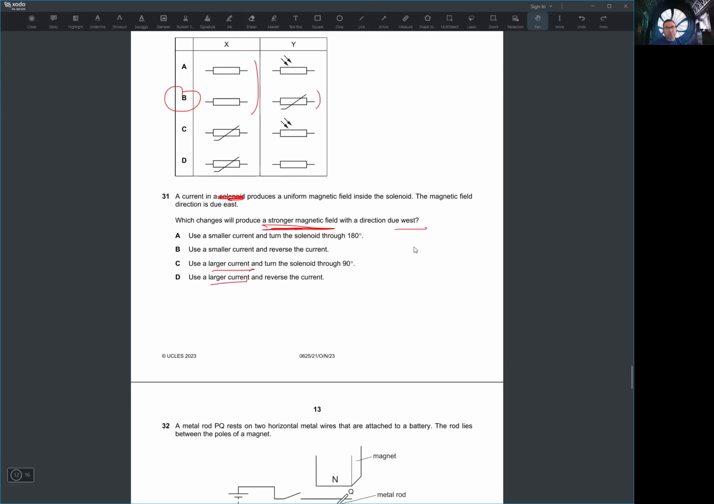Then, do you reverse the current or turn the solenoid 90 degrees? Look, the magnetic field is due east. Now he wants it due west. He wants to completely flip it over. So what do I reverse? The current. D. Exactly. Do you know what 90 degrees means? If this was north and south, 90 degrees means you held it like this, so north up or south down. So the field is now going upwards, or maybe downwards. That's 90 degrees. Reversing the current will completely flip over the north and south, and that's what I want.